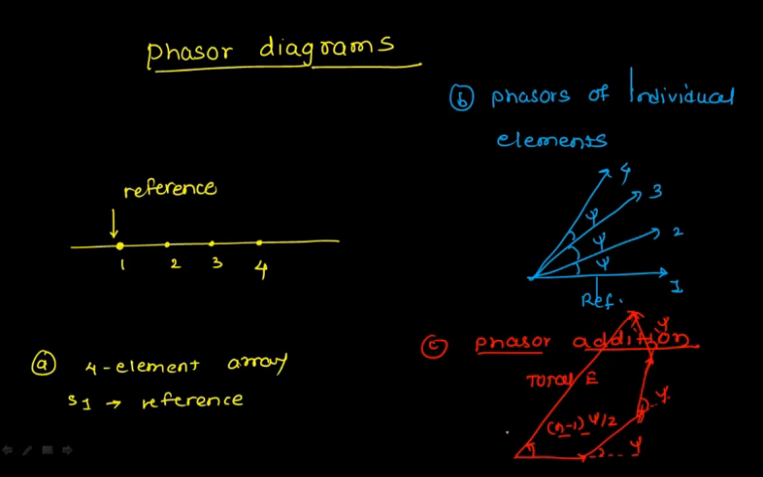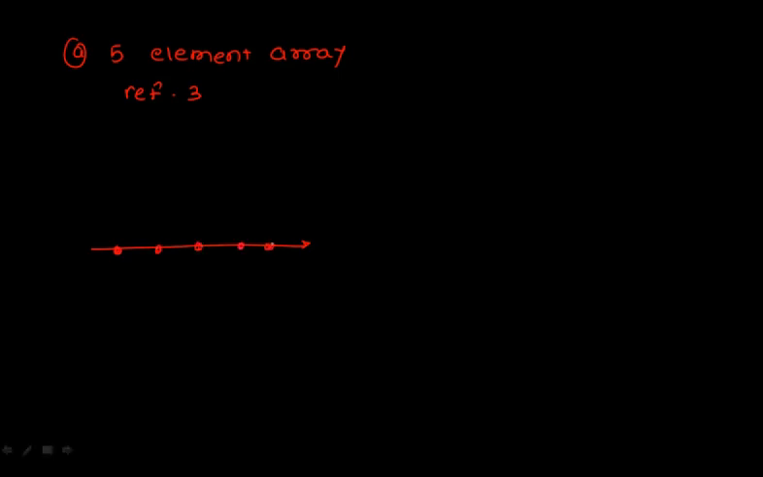But this is the case when you are using source number 1 as a reference. How do things change when you are using a center as a reference? As I am having only 4 elements here, I can't consider any element as a center. But if I take a case where I'm using a 5 element array, okay, you have a 5 element array. Now here I'm using reference 3. So this is my x-axis where I'm putting my 5 elements: element 1, element 2, element 3, element 4, and element 5.